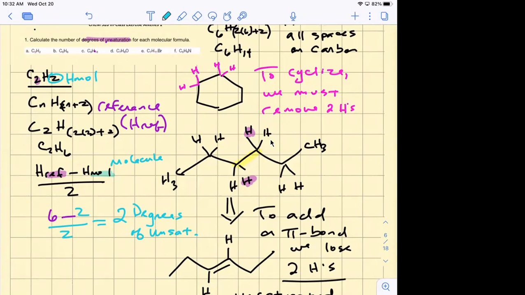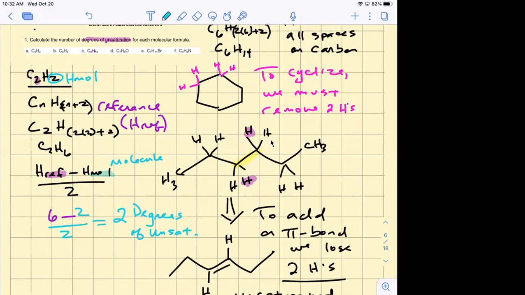So Href minus H molecule divided by 2. H molecule is 2, Href is 6. I subtract them out, divide by 2. 6 minus 2 is 4, divided by 2 is going to be 2. What that means is that the molecule is either going to be 2 rings or 2 pi bonds. But with 2 carbons, you cannot make a ring. You have to have a minimum of 3 carbons to make a ring. So that's not enough to make 2 rings.